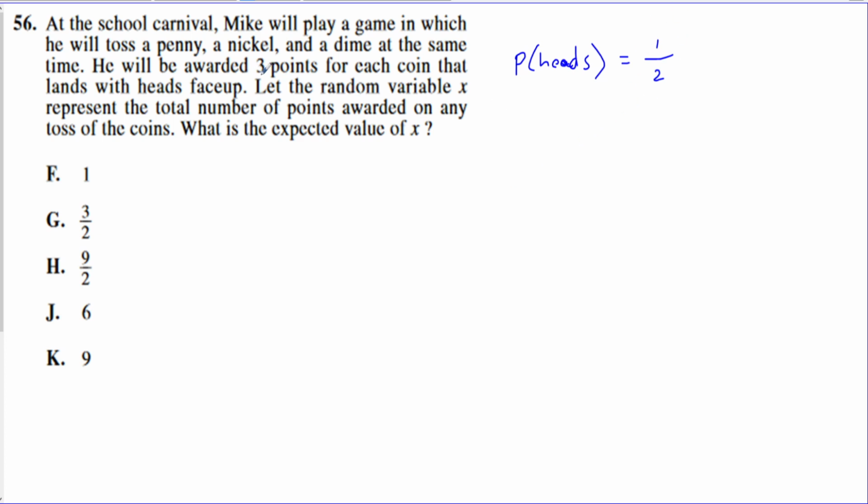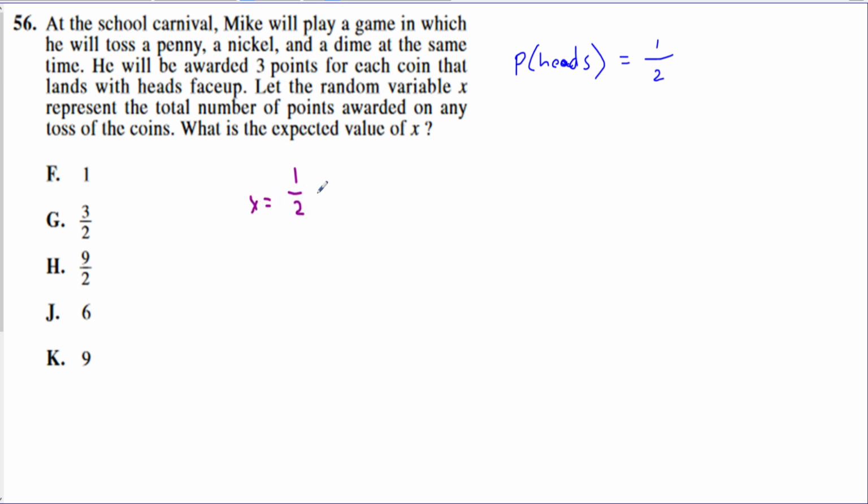The question here is, what is the total number of points awarded? What is the expected value of that? So let the random variable x represent the total number of points awarded. What is the expected value of that variable? Here's what expected value is. Expected value is the probability that something's going to happen, so in this case, 1/2. This is actually x, the random variable x.